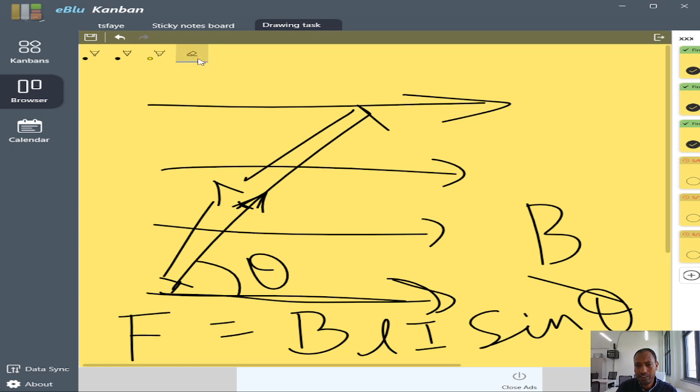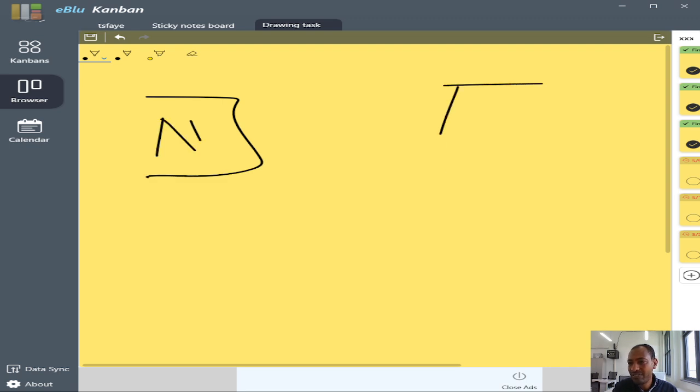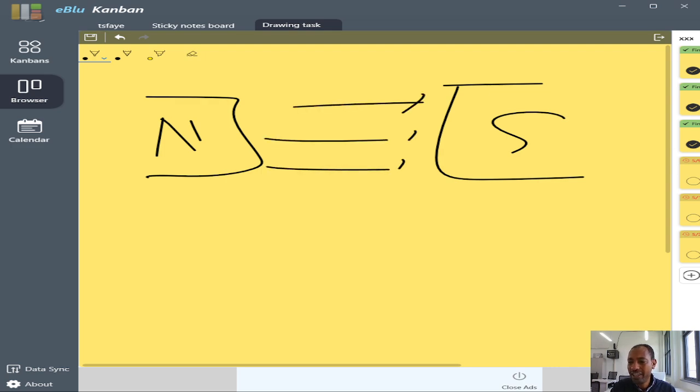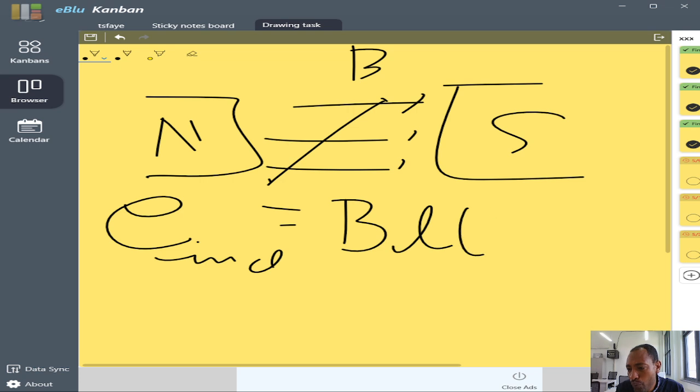Sorry, let me erase this. Faraday's law of magnetic induction says that when we place a conductor between the north and the south poles, where magnetic flux is flowing, it induces a voltage. The induced voltage is given by B L U sine theta.